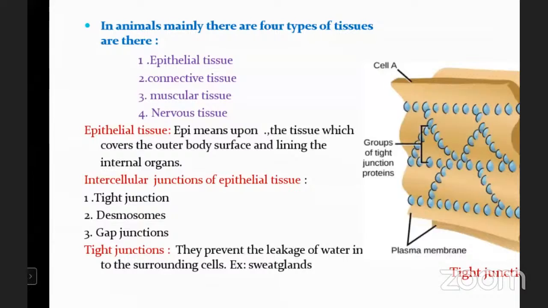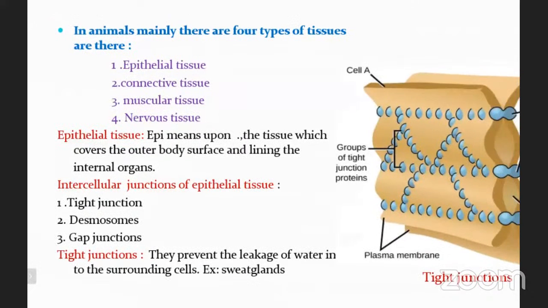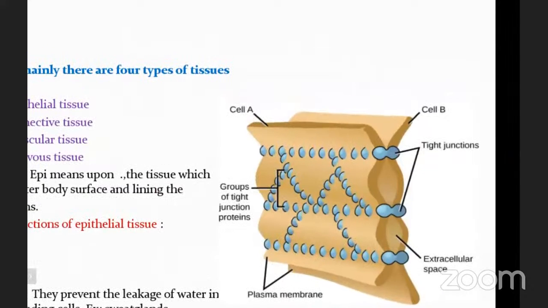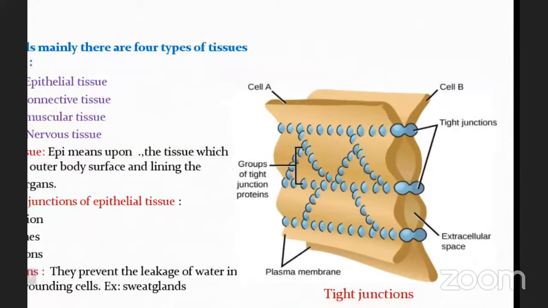Examples, sweat glands. Usually the tight junctions which are present at the place of sweat glands in the epithelial tissue prevent the leakage of water into the surroundings. So with the help of tight junction, the water which is present within the cells may not come out. So with the help of the tight junction, it will be controlled. So this is about the tight junction. Now go for the next type of junction.